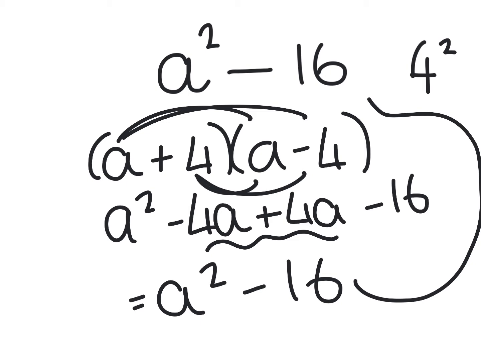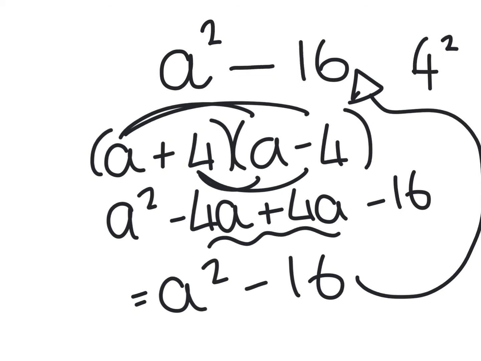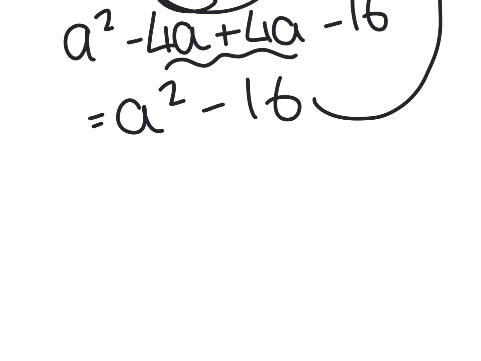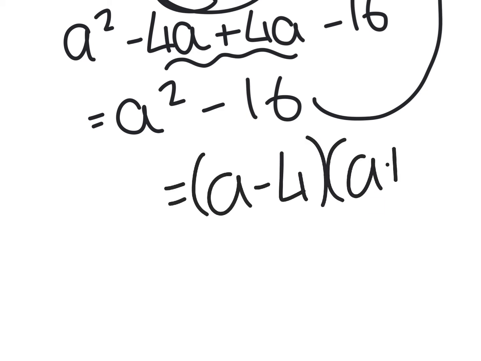Now hopefully this looks familiar because I just did it up there. So what I've shown you is that a squared minus 16 is the same as a minus 4, a plus 4. Now, that is what we're doing today. That's what I'm going to show you how to do: to write something like a squared minus 16, a difference of two square terms, as a pair of brackets like that.